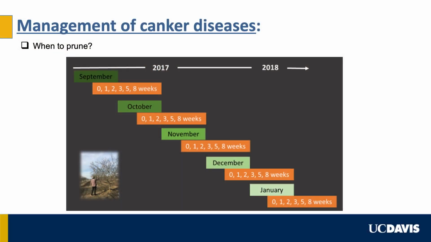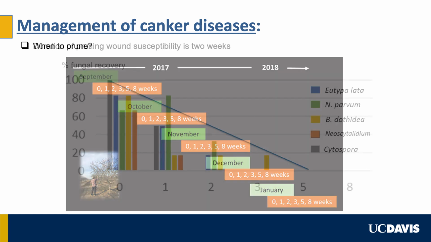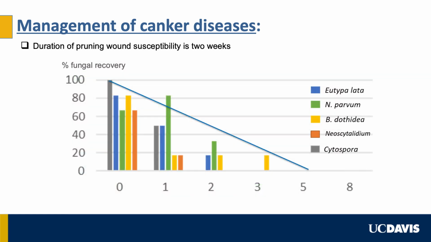Finally, we looked at pruning wound susceptibility over time, according to the month of pruning. What if I prune in September? What if I prune in January, December, and so on? What is the most susceptible month to infection? And also we asked what is the duration of a pruning cut's susceptibility to an infection by canker pathogens.